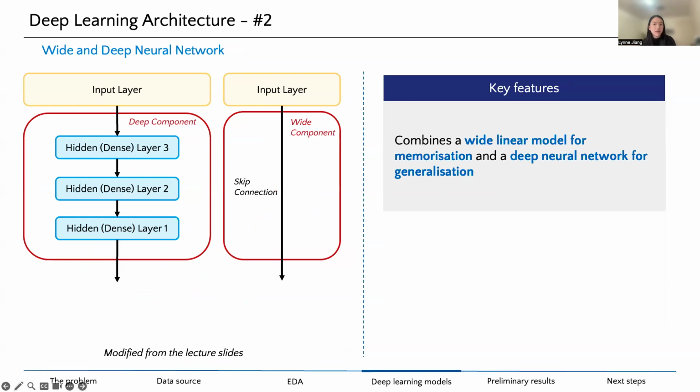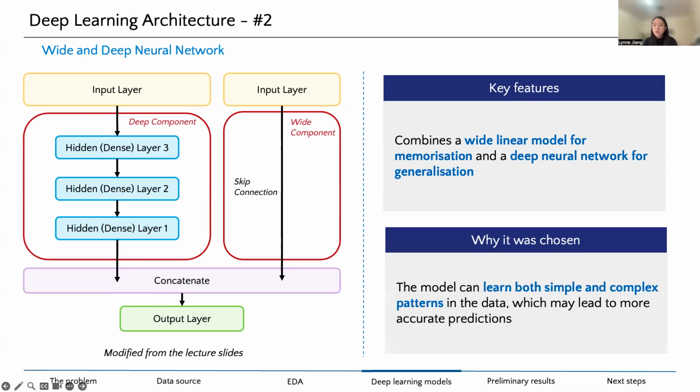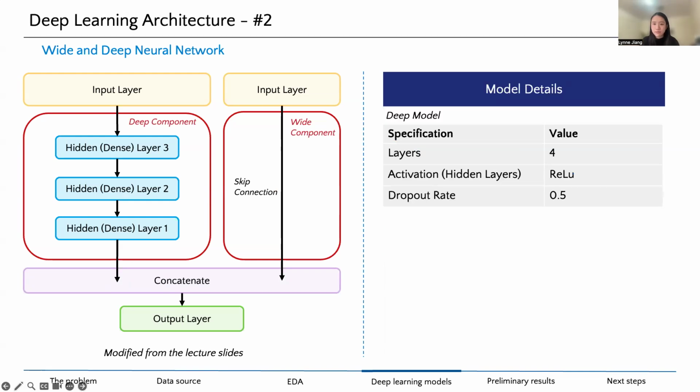As seen on the left, the deep component is a feed-forward neural network that captures complex patterns, whereas the wide component is simply a skip connection that carries forward the input data. The two components are then concatenated and fed through as input for the output layer, of which an activation function is applied. This model was chosen as it can learn both simple and complex patterns in the data, which may lead to more accurate predictions.